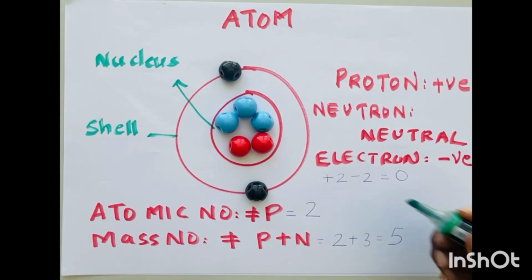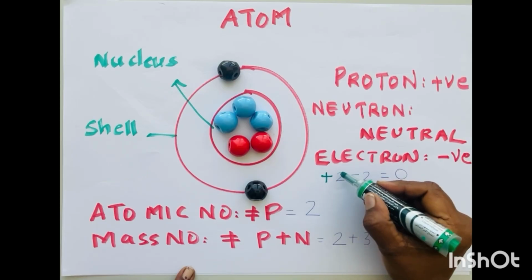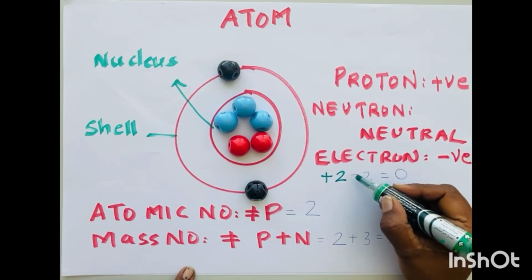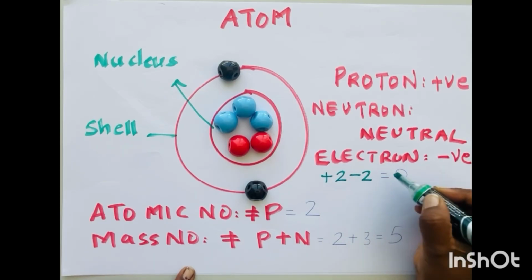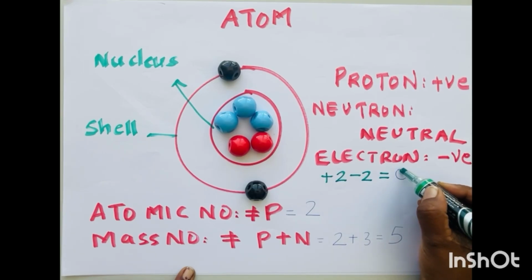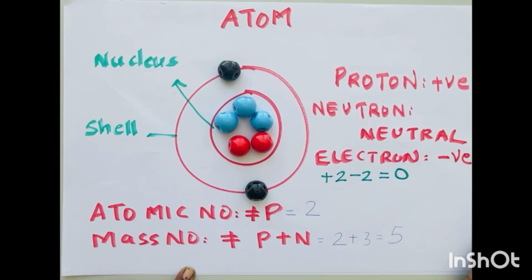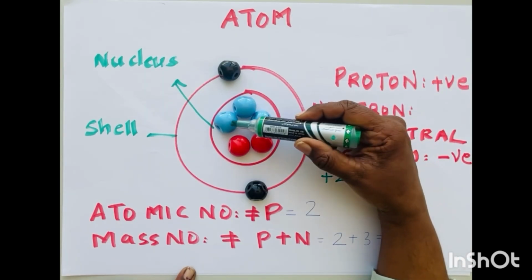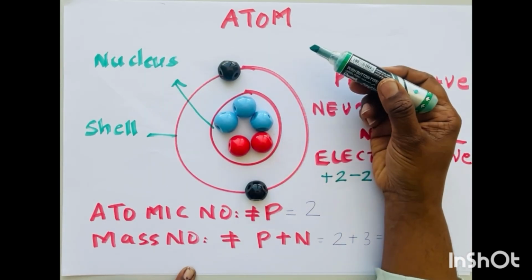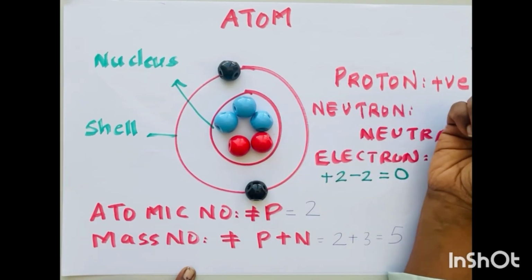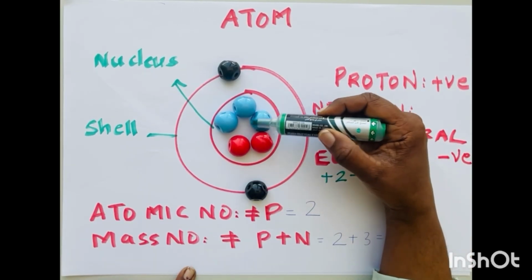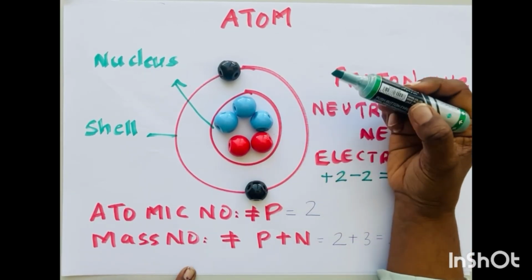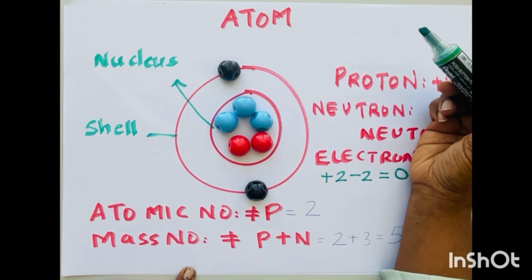So we can say that the charge of the protons will cancel out the charge of the electrons. So the atom is electrically neutral. The number of neutrons may or may not be equal to the number of protons. In some cases they are equal, but it is not necessary to be equal.